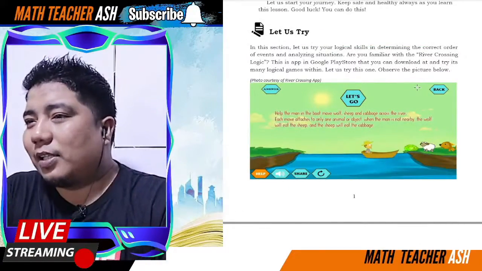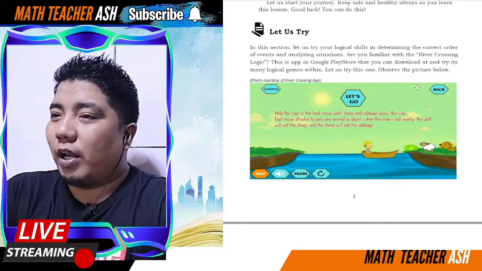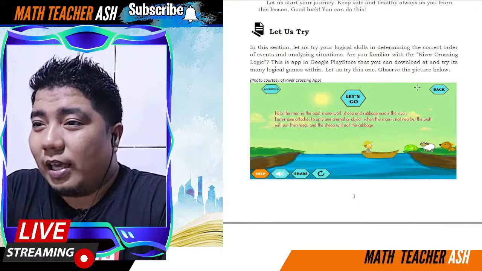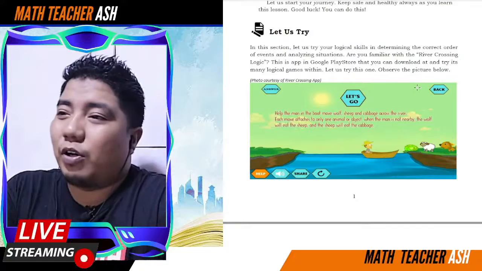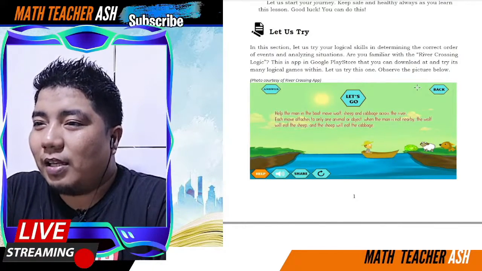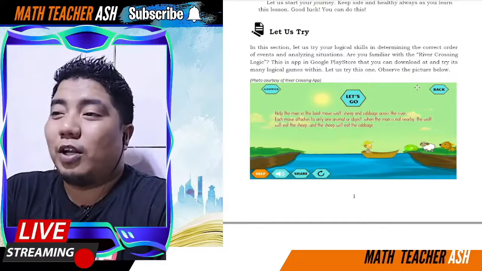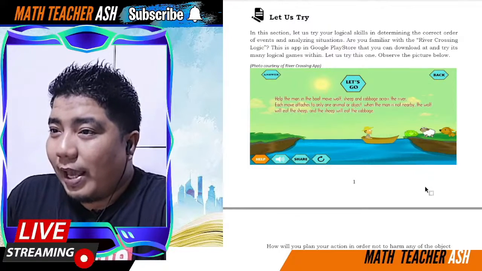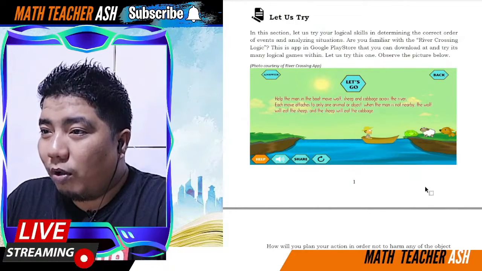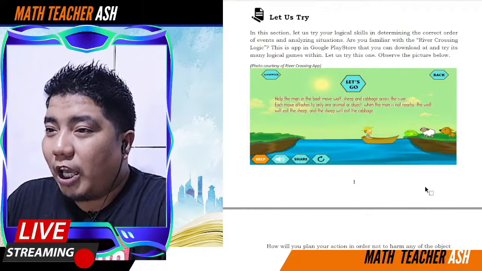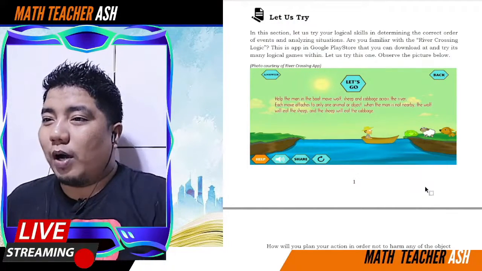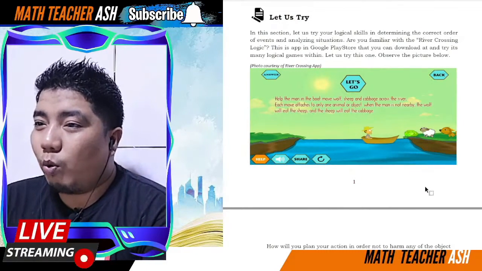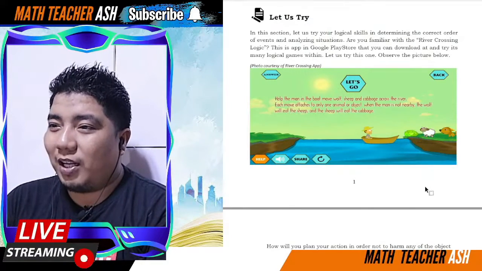Okay, so in this section, let us try your logical skills in determining the correct order of events and analyzing situations. Are you familiar with the river crossing logic? This is an app in the Google Play Store that you can download and try many logical games within. Let us try this one. Observe the picture below. Okay, I hope nakikita niyo ito, my dear math learners. Sabi dyan, help the man in the boat move the wolf, sheep, and cabbage across the river. Each move carries only one animal or object. When the man is not nearby, the wolf will eat the sheep and the sheep will eat the cabbage.